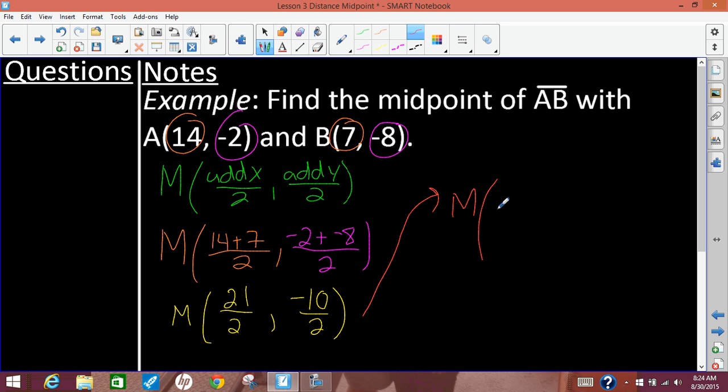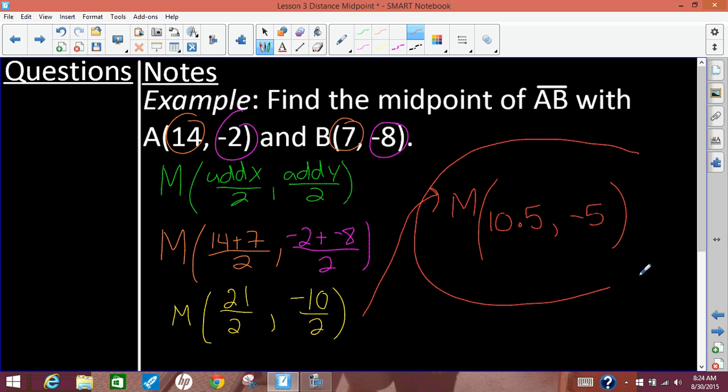21 divided by 2, that's going to give us a decimal, but it's not a bad decimal. It's 10.5. That's okay. And negative 10 divided by 2 gives us negative 5. Our midpoint is 10.5, negative 5. Notice, I don't have M equals. I don't have just one number. I have parentheses and a comma. This is an actual point on the coordinate plane. We could go graph it like we did in the last one. So when you're finding a midpoint, you should always end up with the answer in coordinate form.